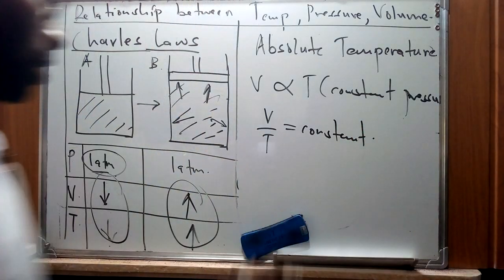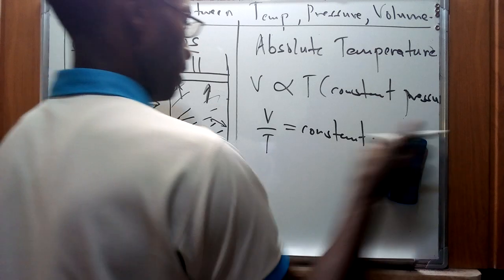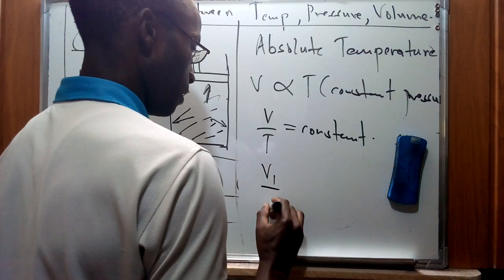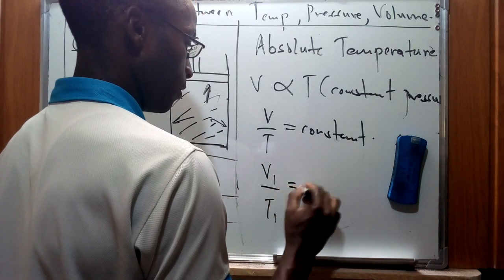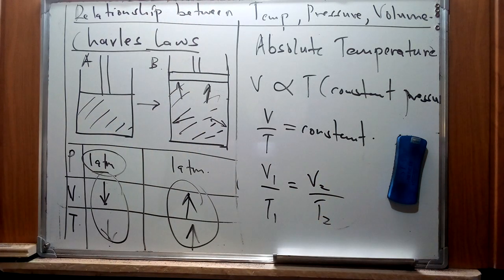So the relationship, as we had demonstrated earlier, can as well be given as a change in volume to a different volume, represented using that specific proportionality: V1 over T1 equals V2 over T2.